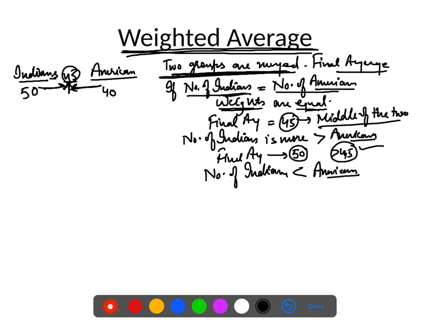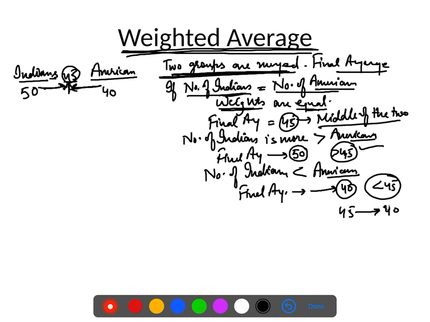That means the pan of Americans has a bigger weight, so the needle, or the final average, will shift towards 40, towards that pan. That means it will become less than 45. So from 45, it will go towards 40. So it will become like 41, 42, 43, any such number. So that's the concept here.